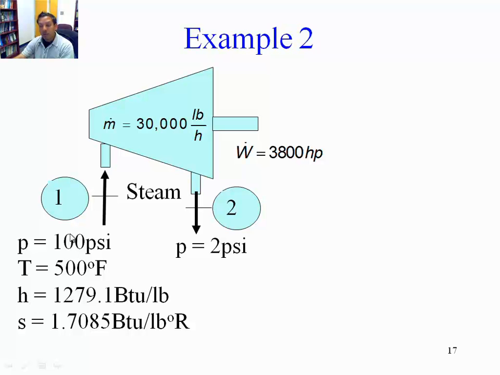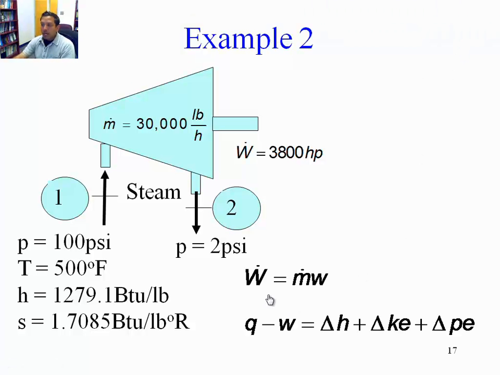The enthalpy corresponding to the 100 psi, 500 Fahrenheit superheated state is 1279.1 BTU per pound, and the entropy that corresponds to these data is 1.7085 BTU per pound degree Rankine. This turbine has 30,000 pounds per hour of steam flowing through it, and it apparently produces a work or power of 3,800 horsepower.